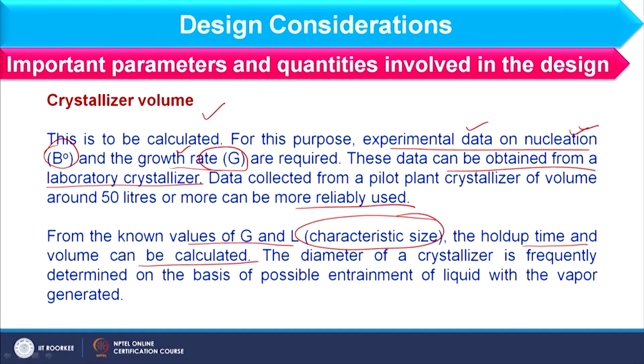And further, once I have the volume, the diameter of a crystallizer is determined on the basis of possible entrainment of liquid with the vapor generated. So, when we decide the crystallizer volume, it is not the volume of the solution only, it is the volume of the space where vapor will be generated through evaporation, right. So, considering all these parameters, we will decide the volume of the crystallizer and then we will decide the diameter of the crystallizer. How we will consider that? Step by step, that will be discussed in the design of the crystallizer, right.